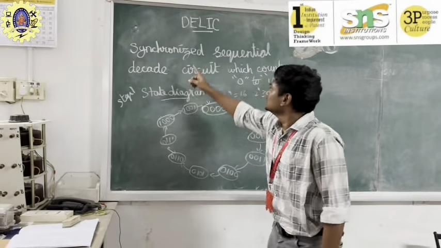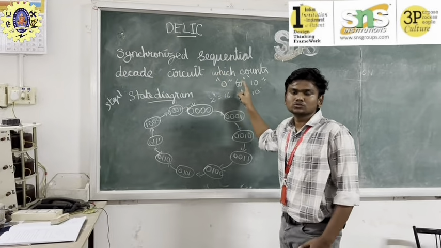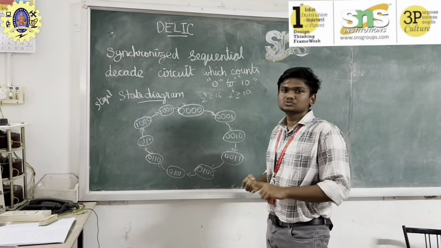First, let me ask what a decade counter is and how it is explained with the help of a state diagram. The explanation is started by Mr. Sriram of second year. A decade counter is a sequential circuit. Decade means 10 counts, which starts from 0 to 9.